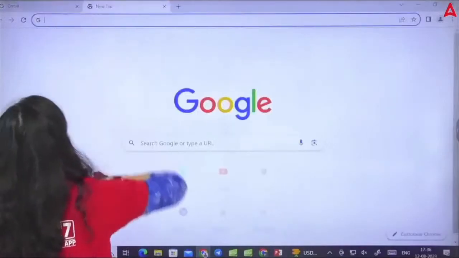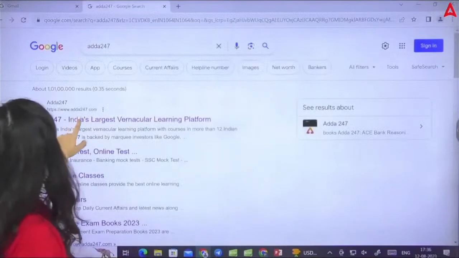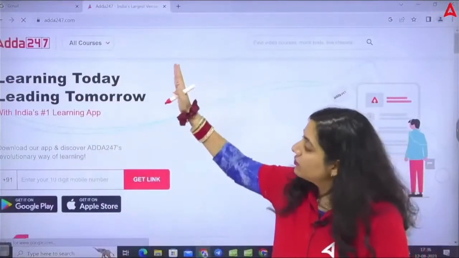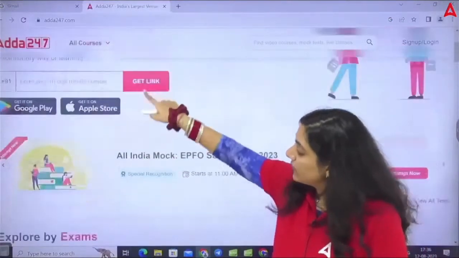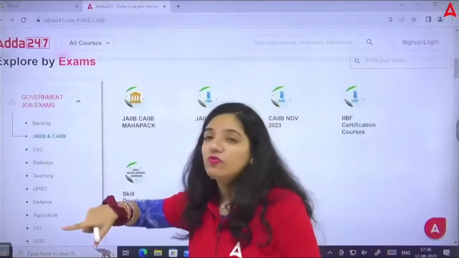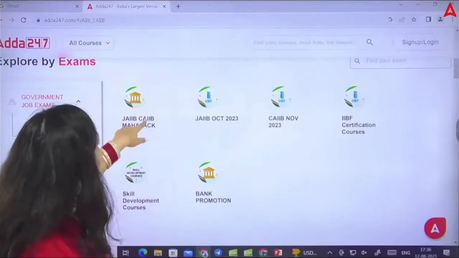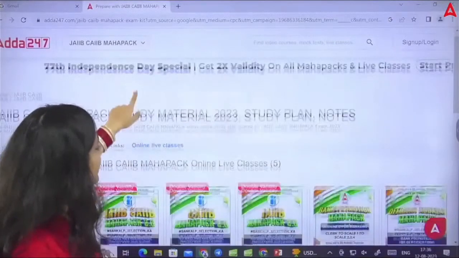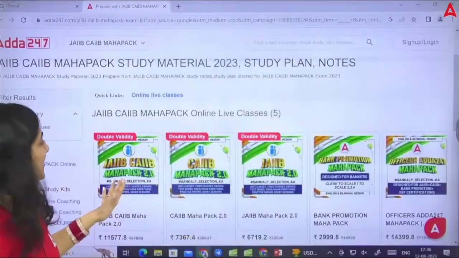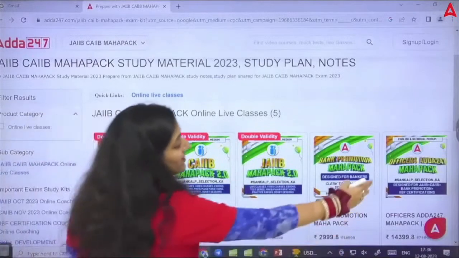Let's go to the website. You just have to go to www.adda247.com, or you can go to our app. You can even find it on the Play Store, both on iPhone as well as Android. Go to the area of JIB and CIB, and this is what you can get. Double validity is available on JIB and CIB as well as only JIB. And we also have the Officers Adda Maha Pack here.